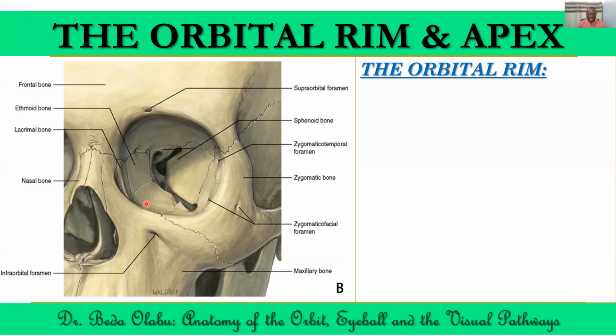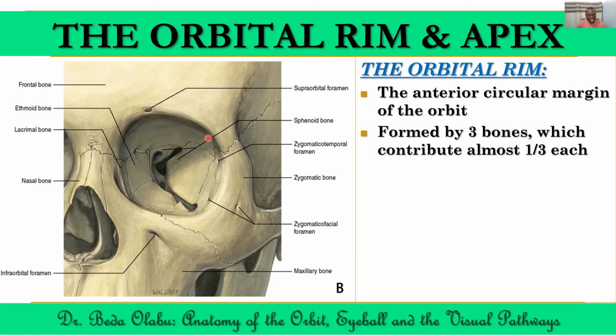Let's begin by talking about the orbital rim. The orbital rim is the anterior circular margin of the orbit, and as I've told you, it forms the base of the orbit. It's the base of the pyramid. There are three major bones that form the orbital margin, and they almost take about a third. It's just an approximate. So we have the frontal bone up there.